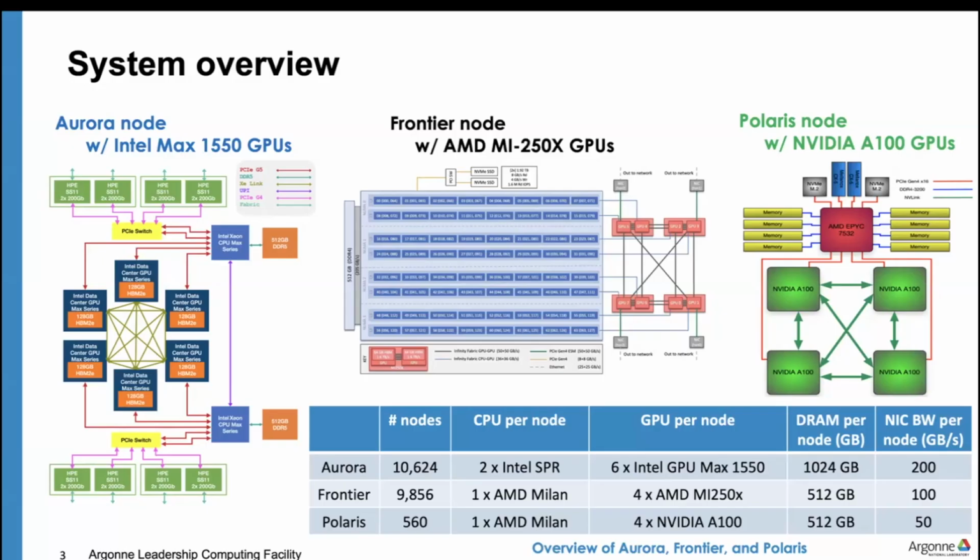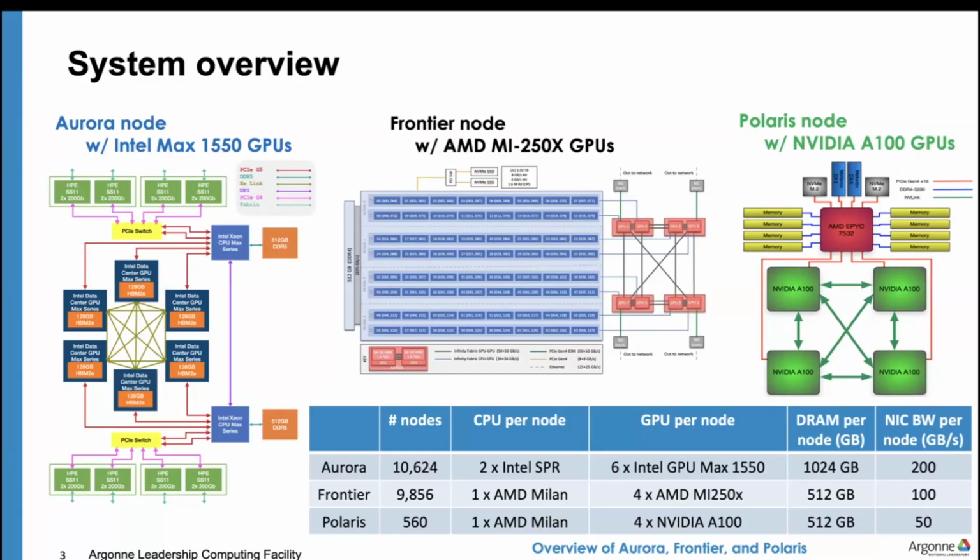Again, we have three different systems with three different GPU vendors: Intel, AMD, and NVIDIA. At the bottom left, you can see a table, a quick summary of the systems. Aurora and Frontier are exascale systems with around 10,000 compute nodes. Polaris is a petascale system with around 500 nodes. Aurora has dual CPUs and 6 Intel GPUs. Frontier and Polaris have a single AMD CPU with 4 GPU cards from AMD and NVIDIA.